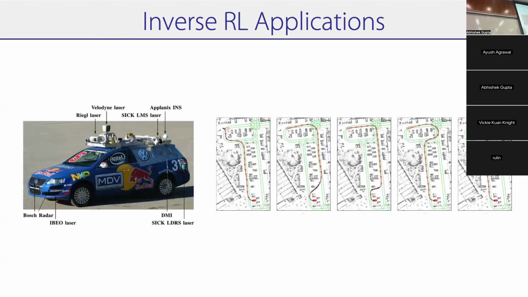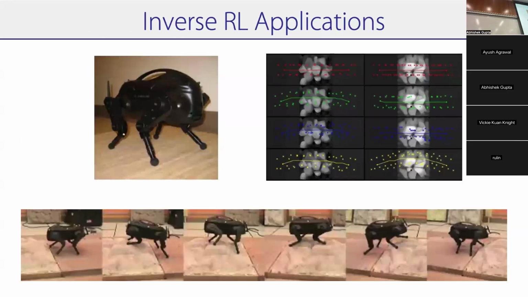Okay, does it actually work? This is some stuff from Stanford from about 15 years ago. They did parking lot navigation. So they had some demonstrations of a car navigating a parking lot. They ran inverse RL on it and showed that you can navigate in new settings. You can also apply it to locomotion type things.